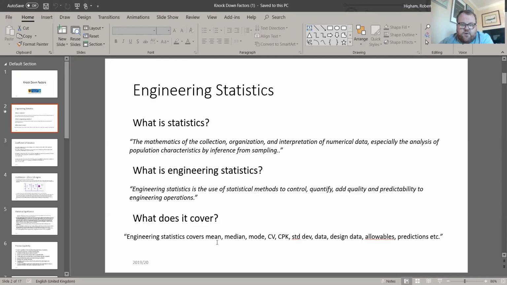You've done mean, median, and mode. A few of you have done some really good work with coefficient of variation and standard deviation, but all of these words are methods by which we can acquire and analyze data. So a knockdown factor is, if we use this gathering of data, this engineering statistics, we can then apply methods to assess or predict, back to that keyword predict, what might happen if something happens to a material.